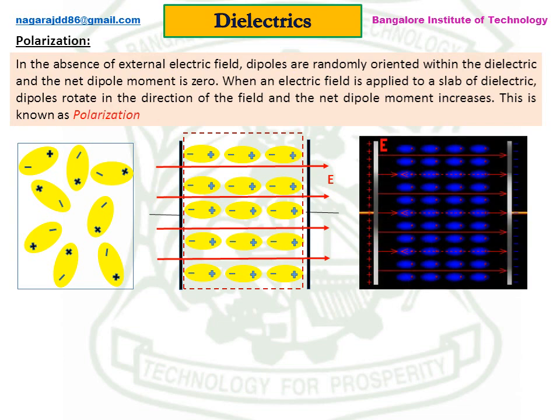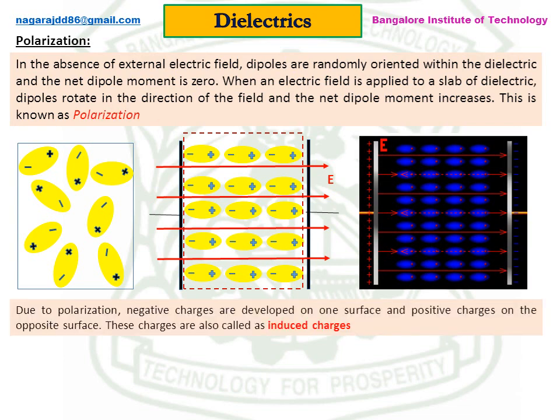Here is another illustration. Next, due to polarization, negative charges are developed on one surface and positive charges on the opposite surface of the slab. Look at the dotted line over here. Dotted lines represent dielectric slab. This face of the slab acquires net positive charge. This side of the slab acquires net negative charge. These charges are known as induced charges.